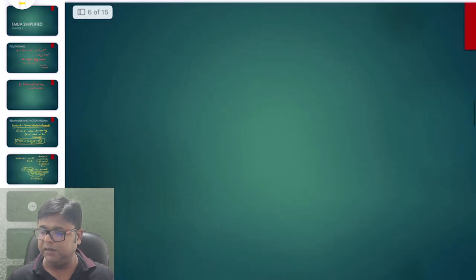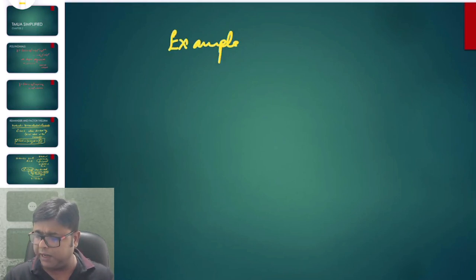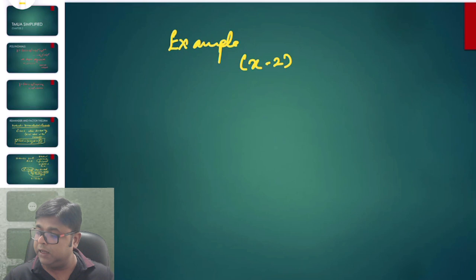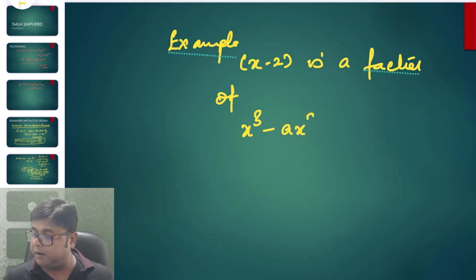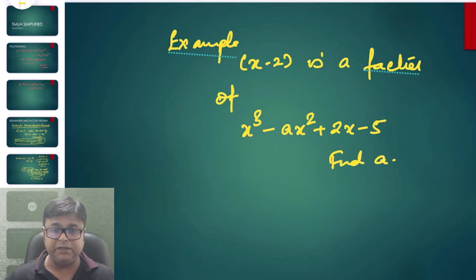Okay, let's move forward. The type of question I'm taking is a very simple example, just to make things clear for you. What type of questions can you expect in TMUA? I compiled a few questions in the exercise so you can go through them and apply it. If I say that x minus 2 is a factor of x cube minus ax square plus 2x minus 5, find a. So I have to find this unknown coefficient a.